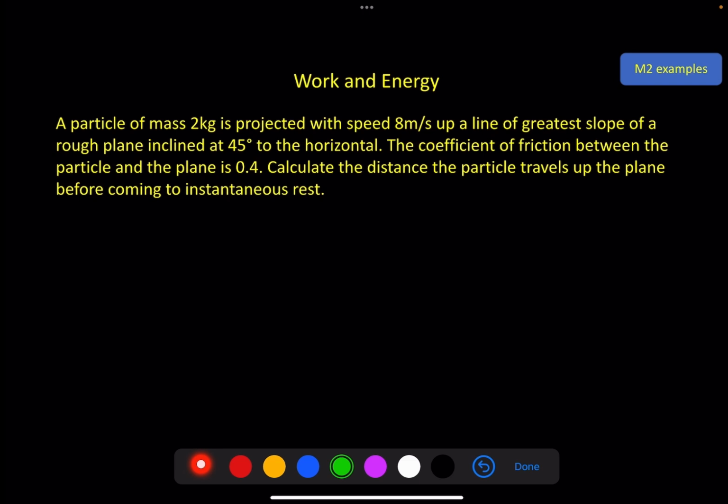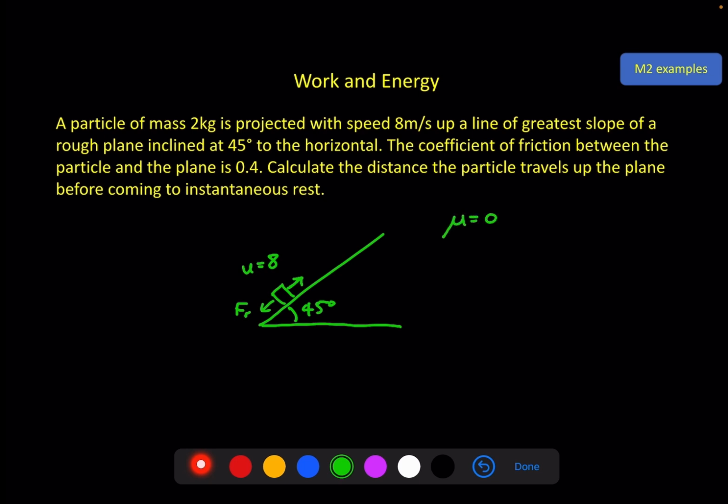Second example. A particle of mass 2 kilograms is projected with speed 8 meters per second up a line of greatest slope of a rough plane inclined at 45 degrees to the horizontal. So we've got 45 degrees there. We have a mass 2 kilograms being projected up the slope with an initial speed of 8 meters per second. We know there is friction, and we're told in the next sentence the coefficient of friction between the particle and the plane is 0.4.